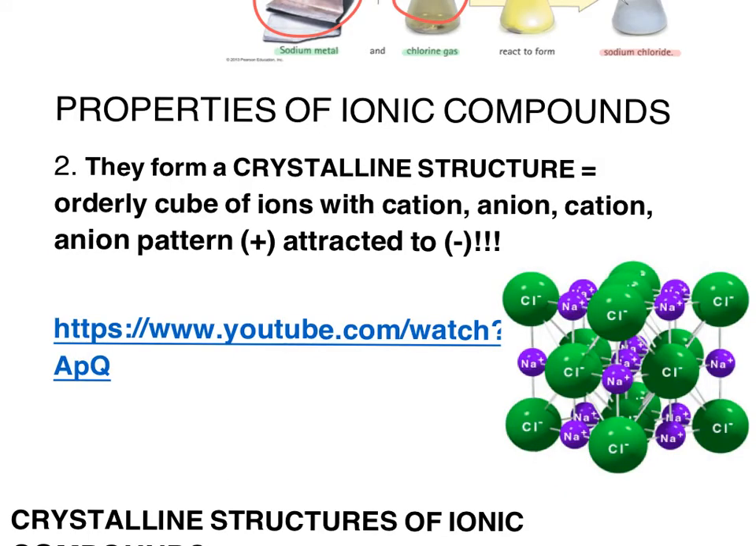The second thing is that they're going to form a crystalline structure. The crystalline structure is an orderly cube of ions, and I have that alternating pattern of a positive and negative, a positive and negative. You can see in the picture I provided that I have that positive and negative pattern going on. I'm not going to have two negatives bond together, and I'm not going to have two positives bond together for this crystalline structure. It will always be a positive and negative, a positive and negative.